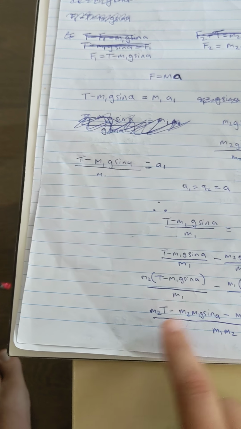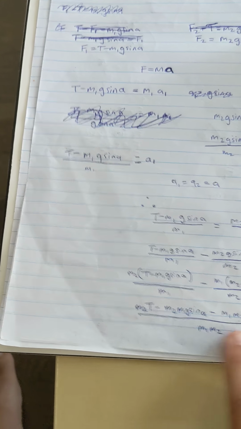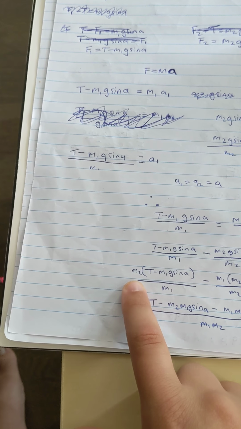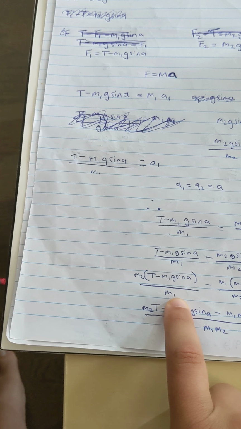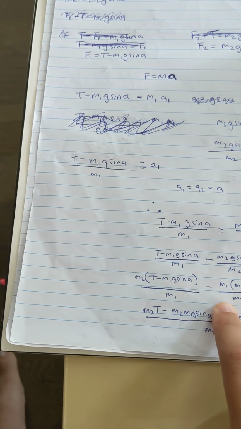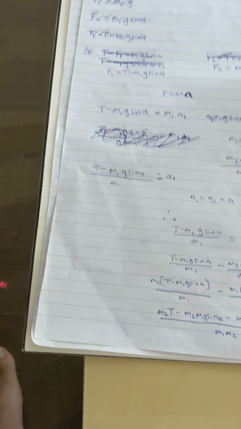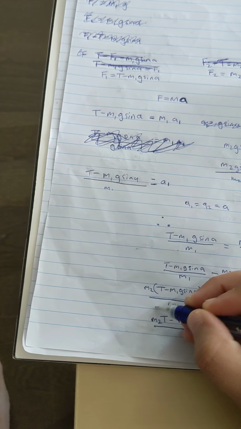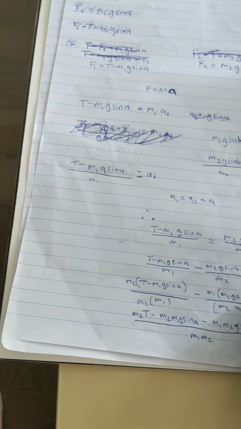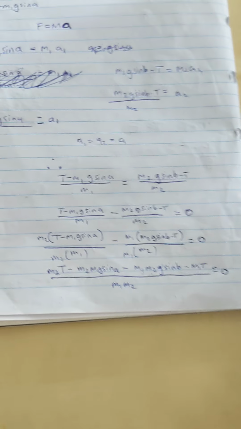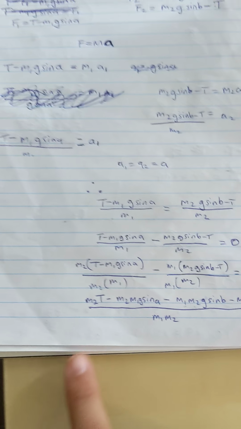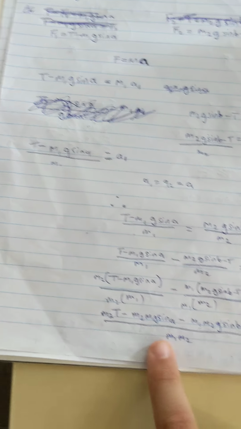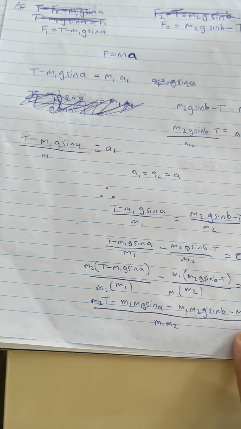So we make a common denominator. We want to make this side have m2 and this side m1 so that we can subtract them from each other. So obviously this times m2 and that times m1. I'll put the proper maths in there. And then what we get is this formula. And then we start simplifying.